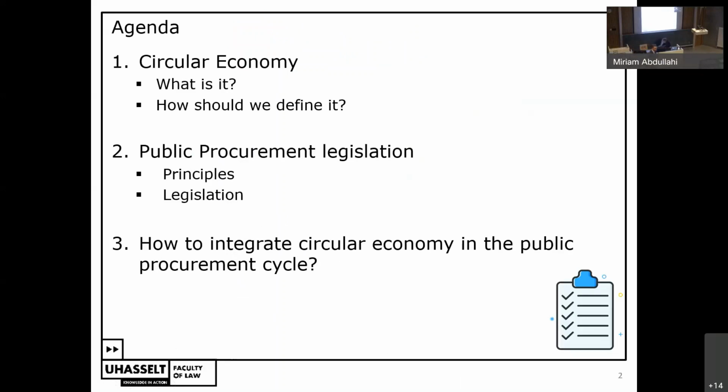What is a circular economy and how should we define it? Very short. Then, if you want to integrate the circular economy into the public procurement cycle, we have to take a look at the public procurement legislation, the principles and its legislation. And then we end with the most interesting question of all: how should we integrate circular economy practices into the public procurement cycle?